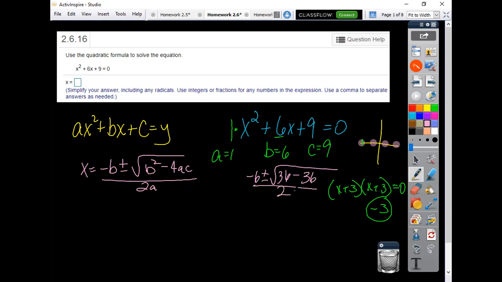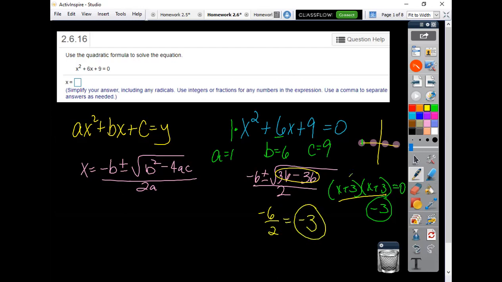Now, notice what happens in here. This is 0. That's what tells me there's only one x-intercept here for this graph, or one root, or one 0. That's because when you add 0 or subtract 0 to -6, it would be the same thing either way. So -6 divided by 2 is -3.